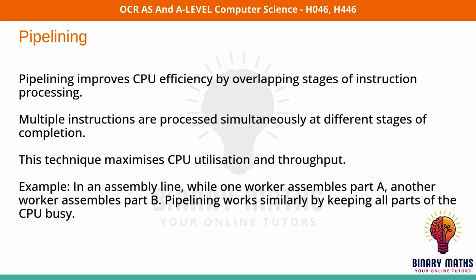Think of it like an assembly line. While one worker assembles part A, another worker assembles part B. Pipelining works similarly by keeping all parts of the CPU busy. This continuous flow of instructions ensures that the CPU is always working at maximum efficiency, reducing idle time and increasing overall performance. Pipelining can significantly improve the execution speed of programs, especially those with repetitive tasks.